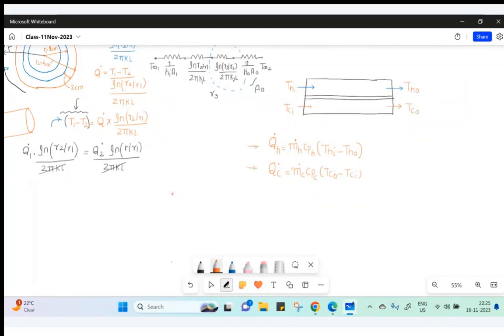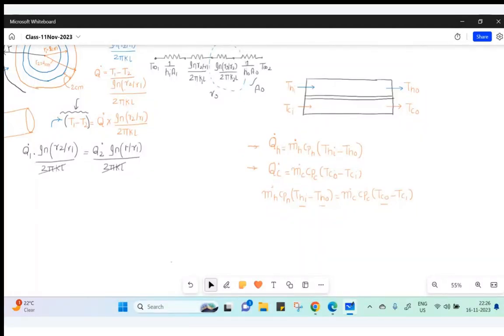And you can equate both of them also. m dot h, Cph, Thi minus Tho is m dot c, Cpc, Tco minus Tci. Okay. So let us say if he gives you any three and asks you to find the fourth one, you should be in a position to apply this equation and get the temperature for any one temperature.